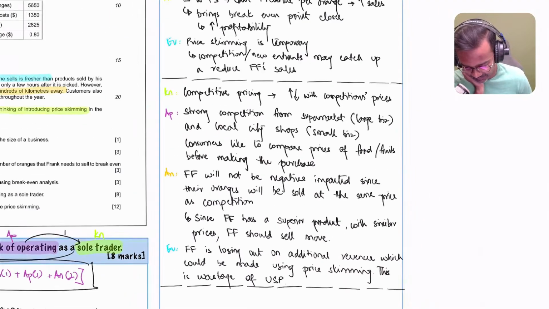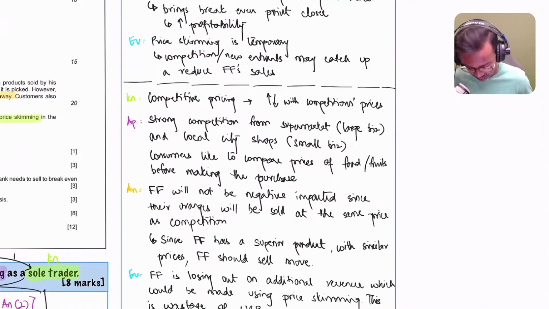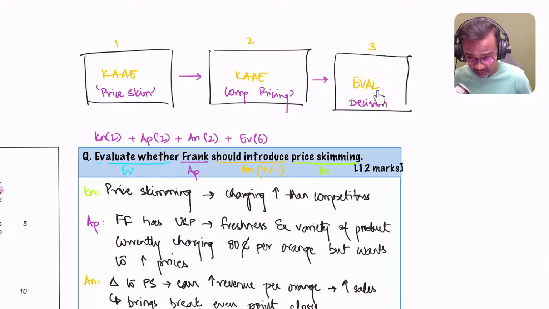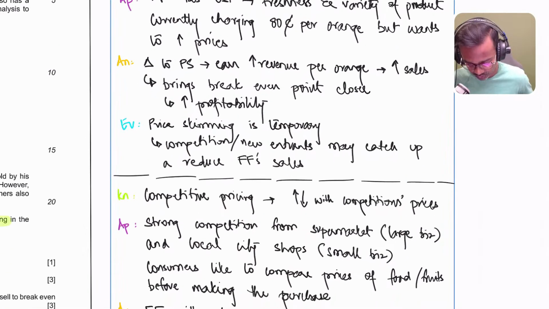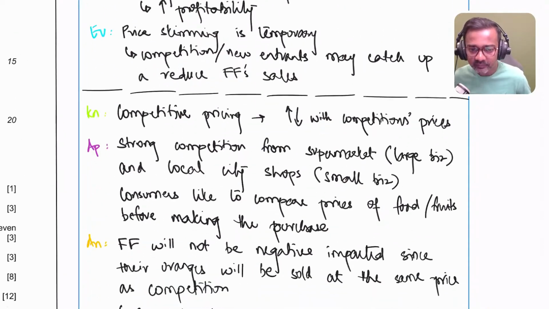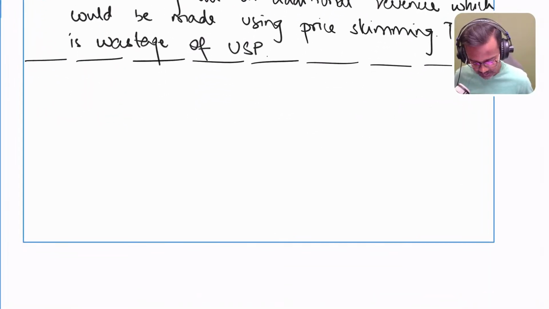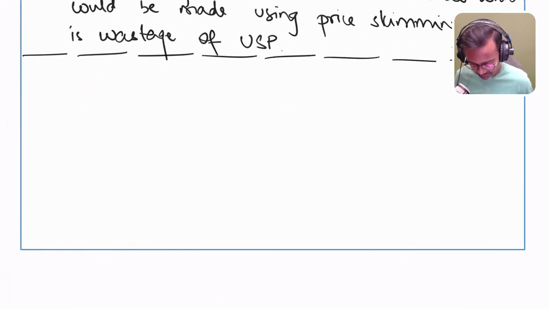Right, so as I had indicated, sorry, just going to take you to the top. As I had indicated, first I'll spend some time on price skimming. That's what I did here in the first paragraph. Then on competitive pricing, which is what I did here. And then I have to now look at my final evaluation. What is it that they should do? Remember the question asked, evaluate whether Frank should introduce price skimming. So we made an argument for skimming, we made an argument for competitive. Now comes the final evaluation.